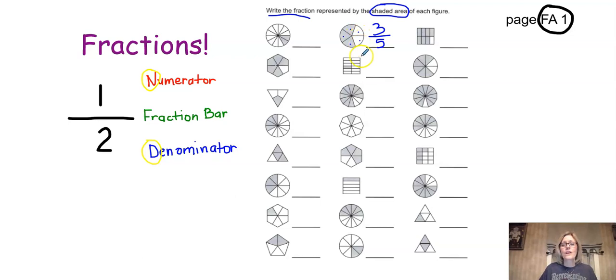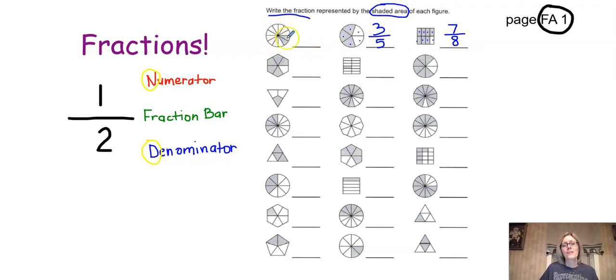So let's go to another one. Here we go. So on this one right here, let's count the whole thing. 1, 2, 3, 4, 5, 6, 7, 8. So that means I'm talking about 8 whole pieces in here. But how many are shaded out of that 8? Well, all of them except 1. So that means 7. 7 out of 8 are shaded, or 7/8ths. 3 out of 5 are shaded, or that's pronounced 3/5ths.